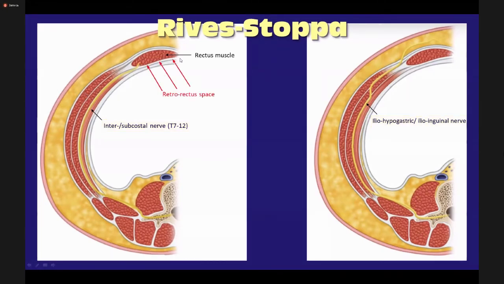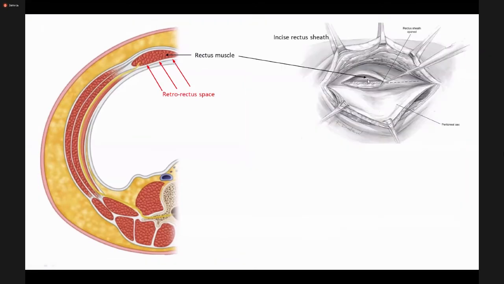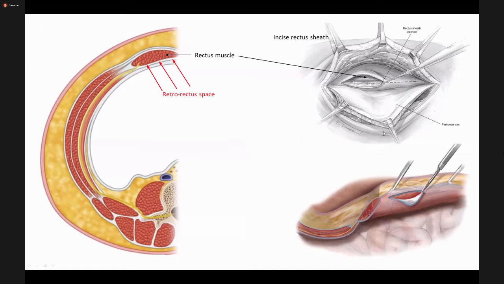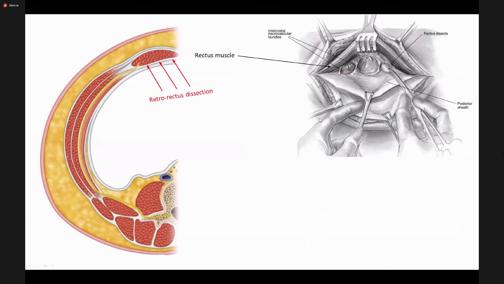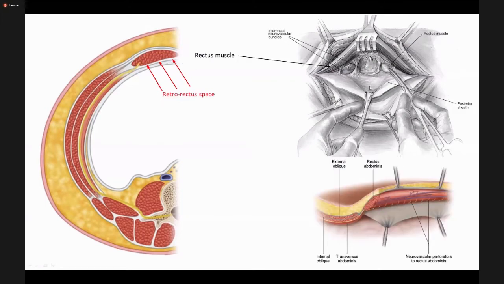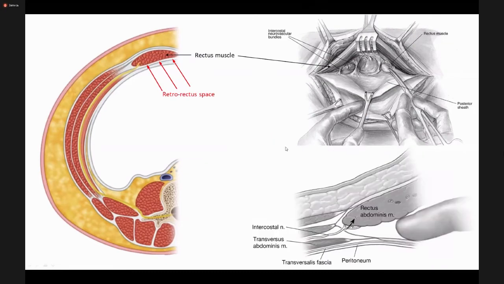And we want to dissect the retrorectus space. And this is seen from the medial side. You open the rectus sheath here. This is just another picture of the same thing. And now getting into this rectus space, two pictures showing about the same thing. You can do that with your finger. That's how you normally do.